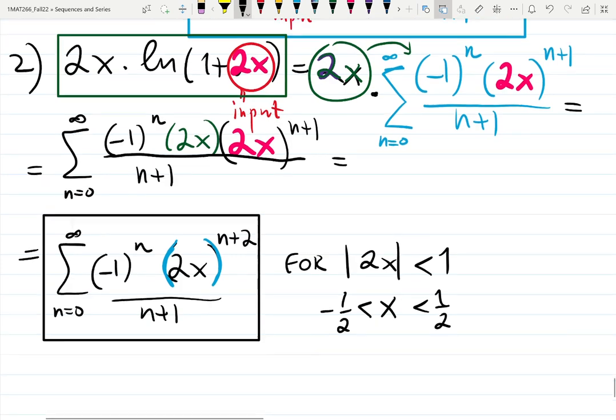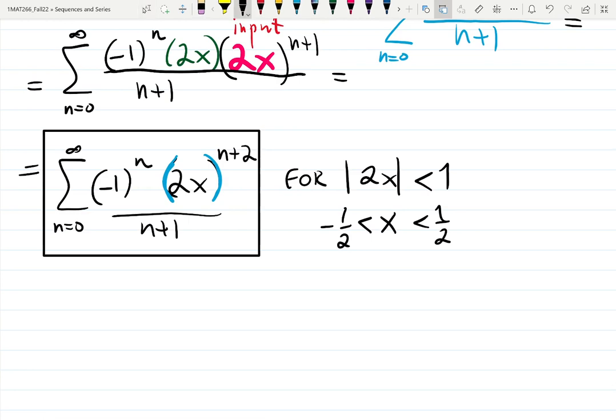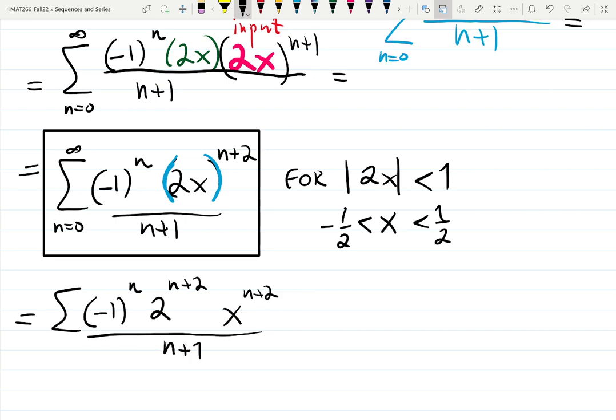Now, more. We can rewrite it like so. Minus 1 to the n, 2 to the n plus 2, and x to the n plus 2. This is usually what people code in the computer, because the variable should be standing by itself in order for the computer to know where the coefficients are. Coefficients will be here in light green. These are my coefficients.